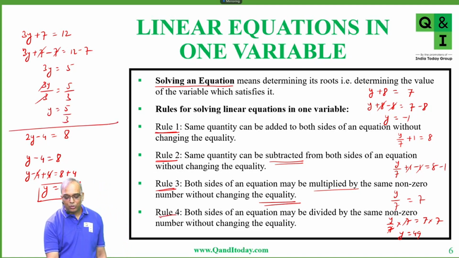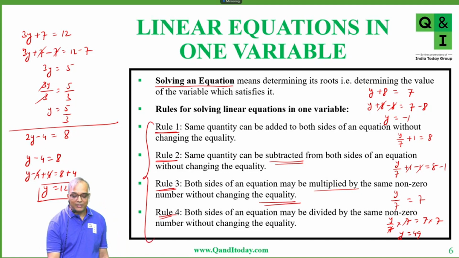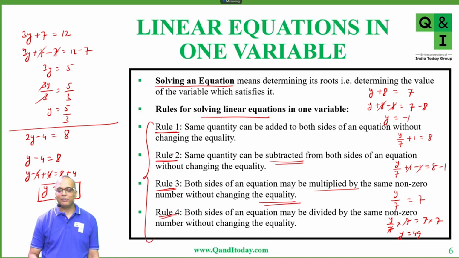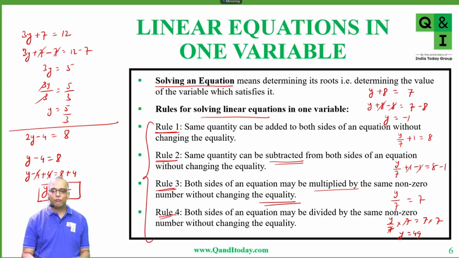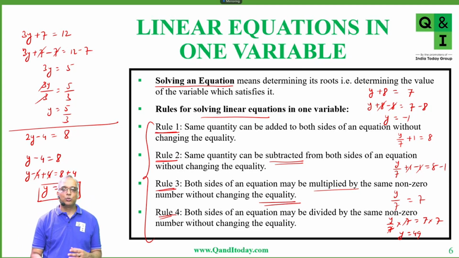Right? So using these rules, we can solve the linear equation in one variable. This is one method of solving the equation. We will learn how to do it by transposition as well. But yeah, this is one way in which you can solve a linear equation by adding the same number on both the sides, subtracting the same number from both the sides, same quantity. Similarly, multiplying the same quantity on both the sides and dividing the same quantity on both the sides.